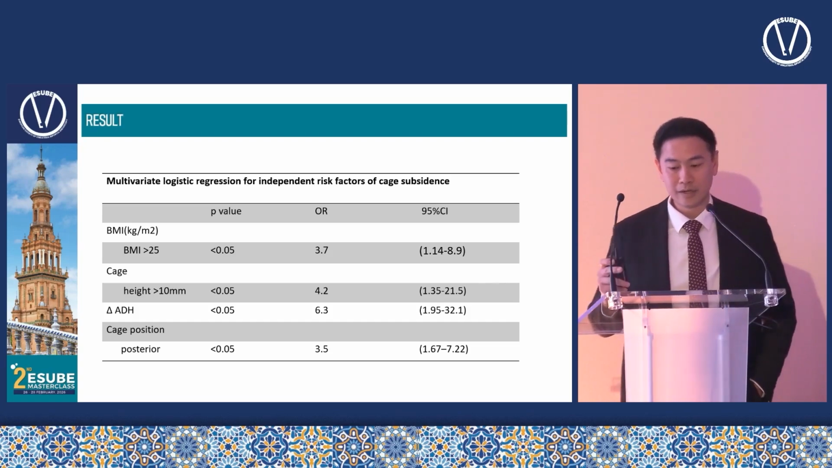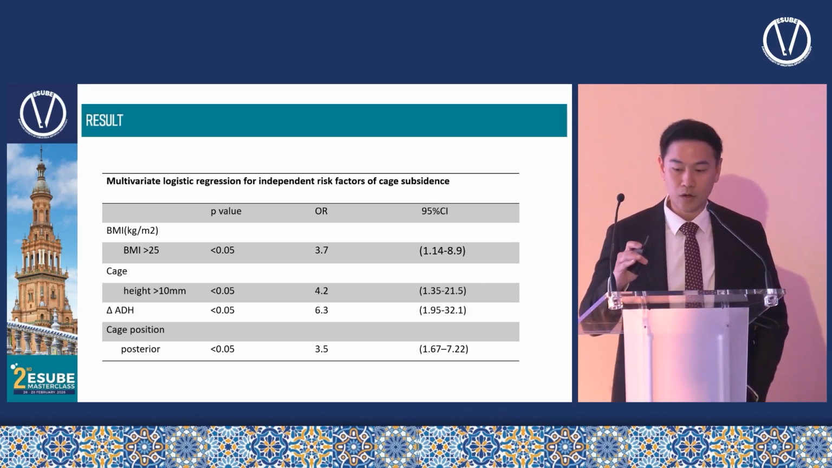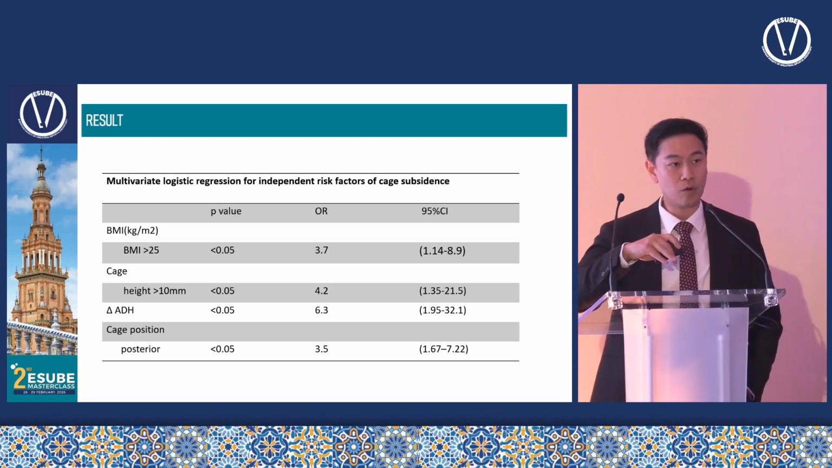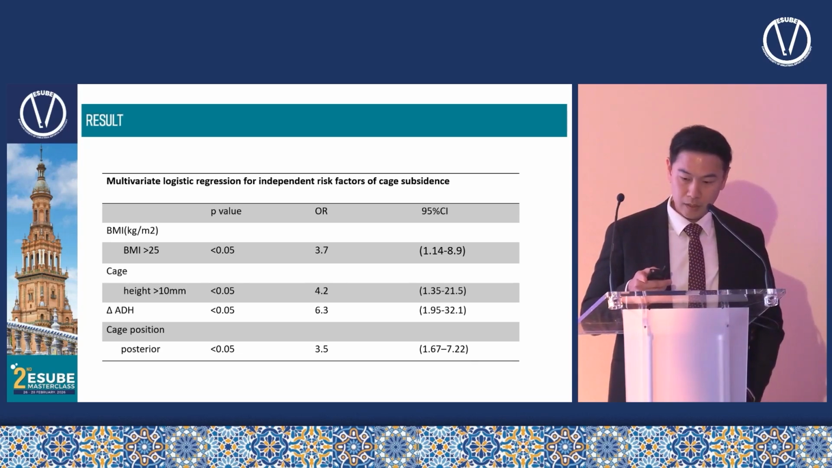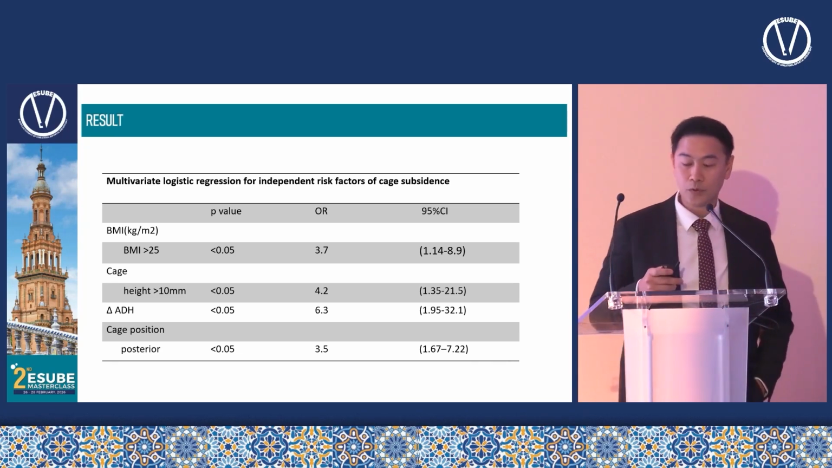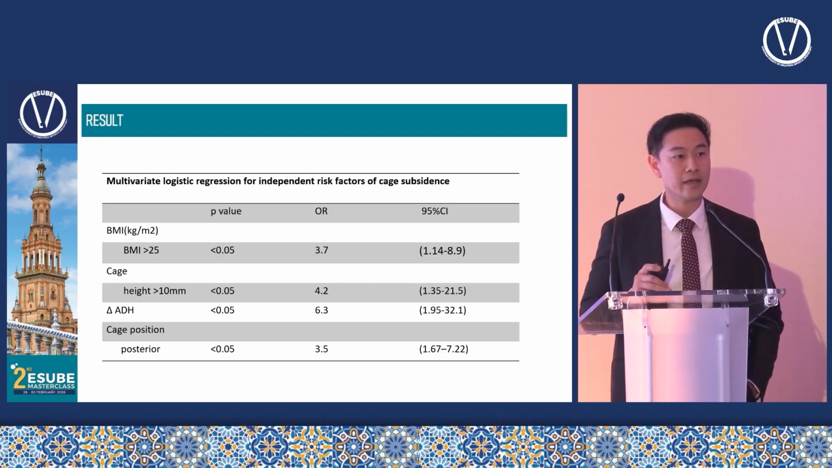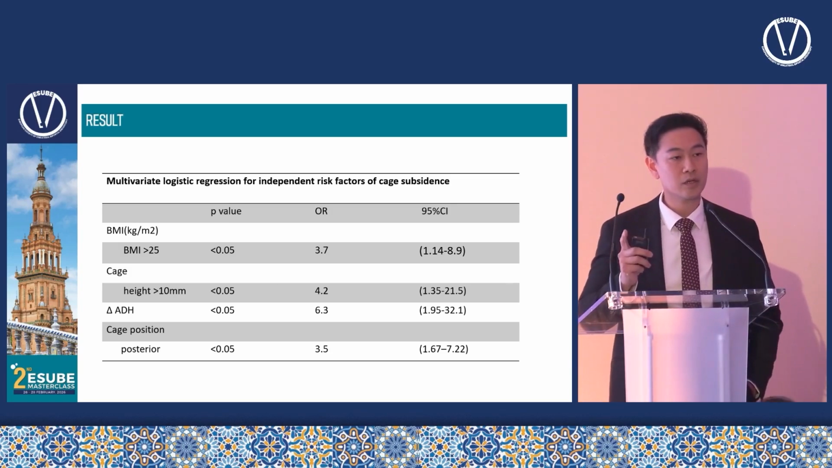In another analysis, BMI more than 25 had an odds ratio of about 3.7. Cage height more than 10 millimeters had an odds ratio of about 4.2. Cage position in the posterior had an odds ratio of about 3.5. The strongest factor is the difference in disc height. We found an odds ratio of about 6.3.